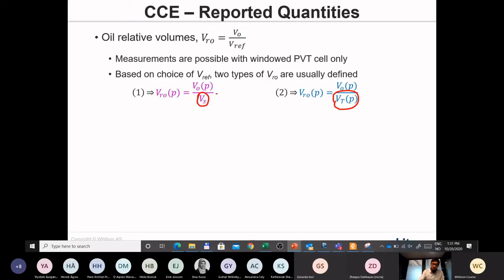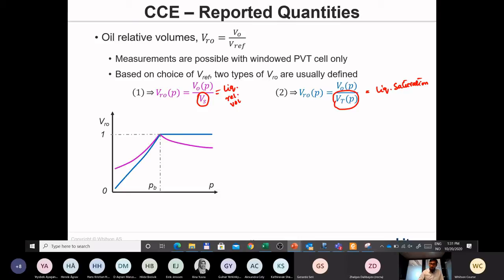Generally this one we like to call the liquid relative volume. And this one we generally call the liquid saturation, because this is with reference to the total volume, the PVT cell, or the total hydrocarbon volume. So now we will see the differences.